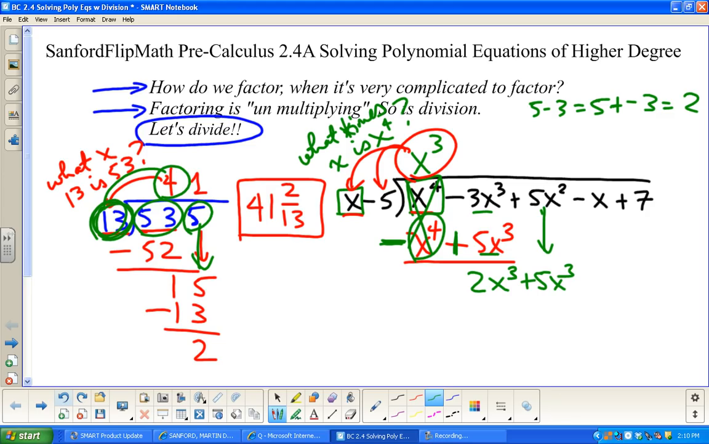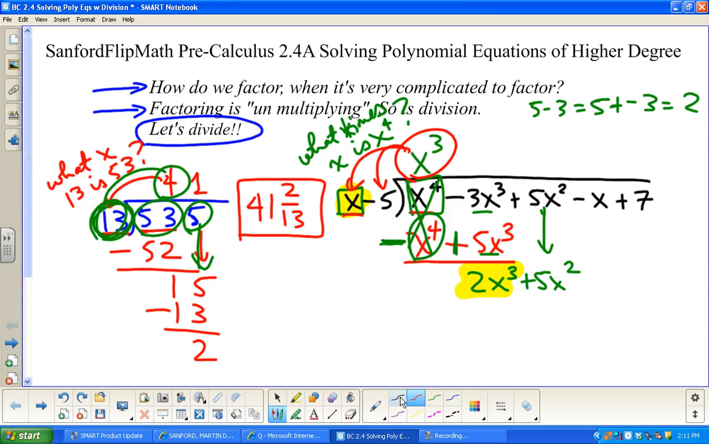I'm sorry, 5x squared. Thank you for those who mentioned that at home. Okay, and then we repeat the whole process again. So we're going to look at just the x and just the 2x cubed.